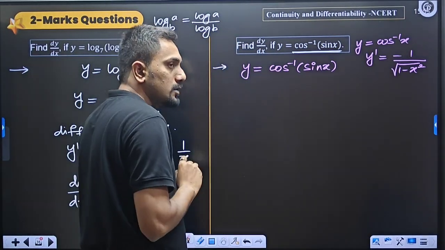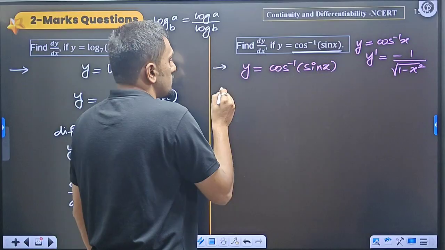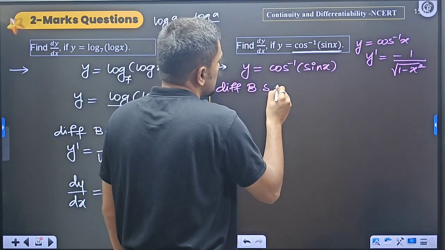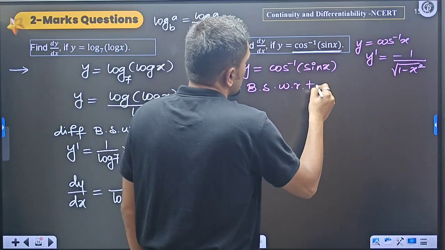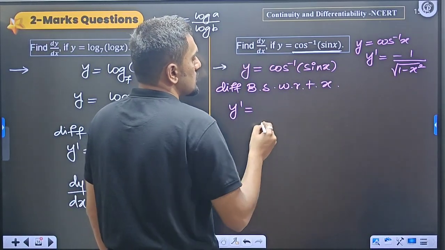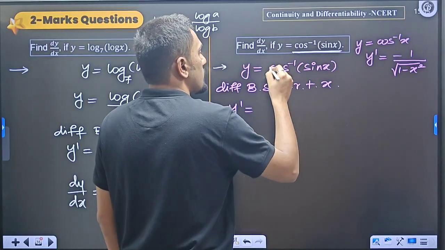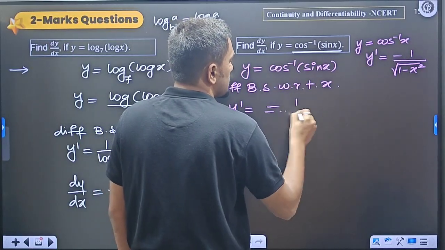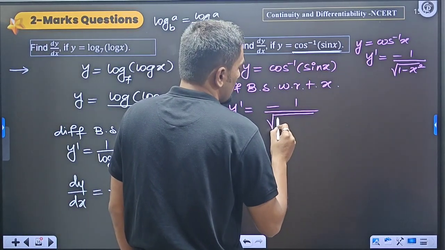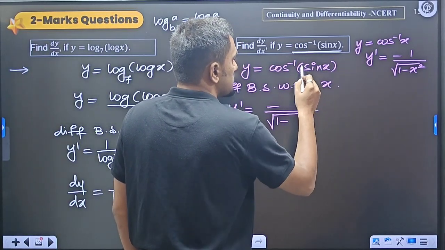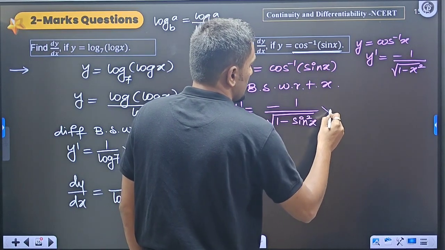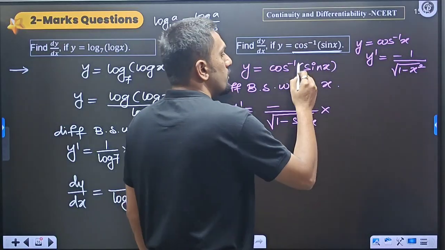In this case I have to use chain rule. So differentiating both sides with respect to x, then y dash is equal to the derivative of the outermost function, cos inverse of f of x, which is minus 1 divided by root of 1 minus sine square x, multiplied by the derivative of the innermost function.